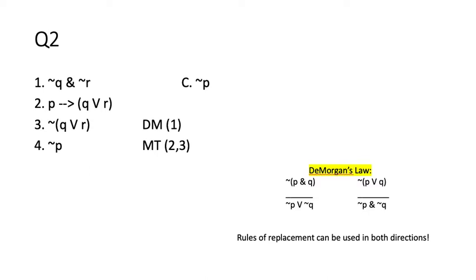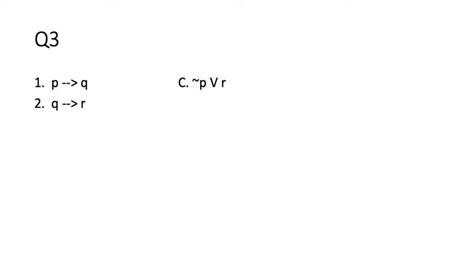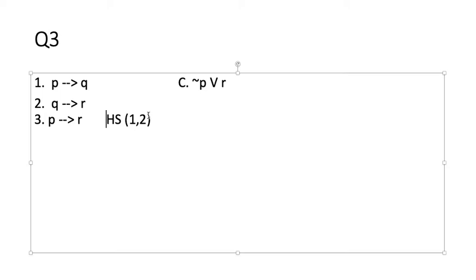All right, let's do question 3 now. Okay, so here I've just got 2 conditionals in my premises, and I noticed that my first premise has Q as the consequent, and my second premise has Q as the antecedent. So I can just do hypothetical syllogism on lines 1 and 2. I'm going to abbreviate hypothetical syllogism with HS. So HS on lines 1 and 2 to give me, if P, then R.